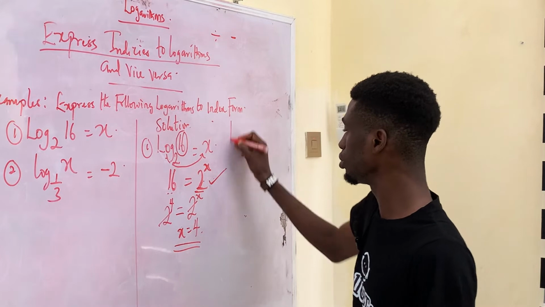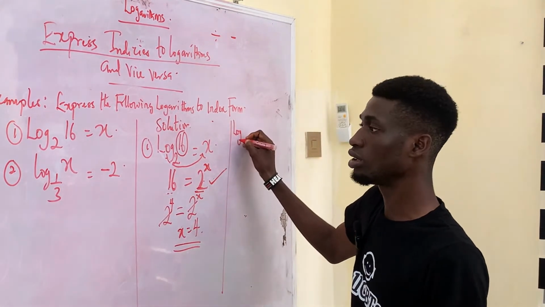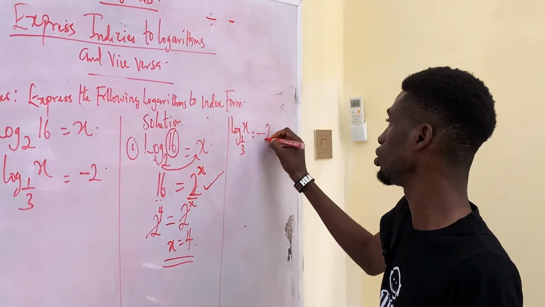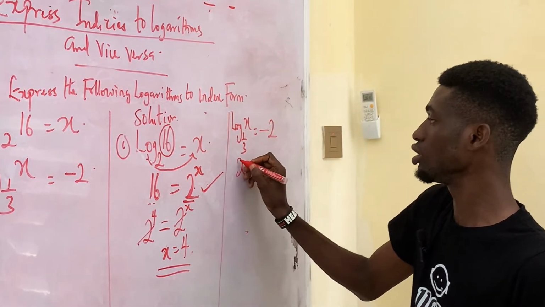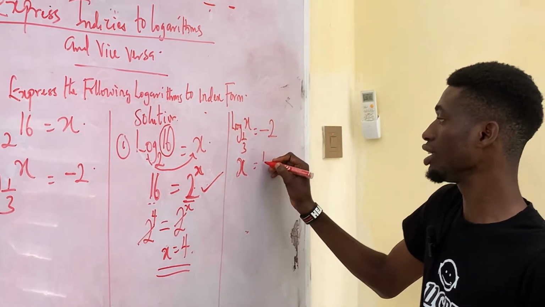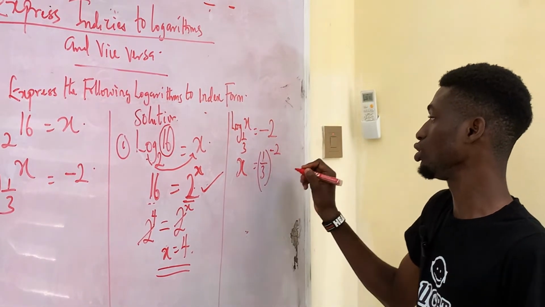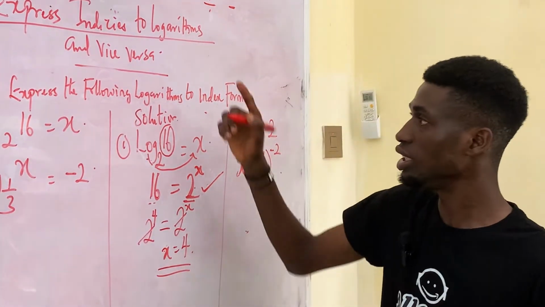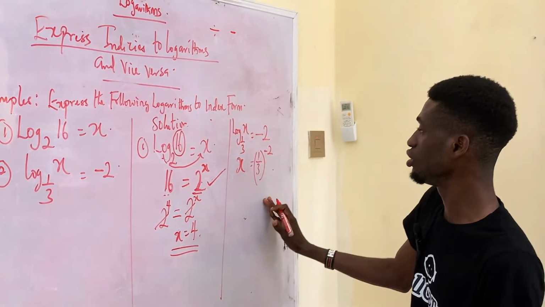For the second example, we have log base 1 over 3 of x equals to minus 2. This should be easy to solve. Now, your x is going to stand on its own. Then your log 1 over 3 will move to the other side. So you have it as what? 1 over 3. Then it will be raised to power minus 2. So this is the solution to the 2 questions given to you, changing logarithm form to an index form. So this is where you're going to stop.